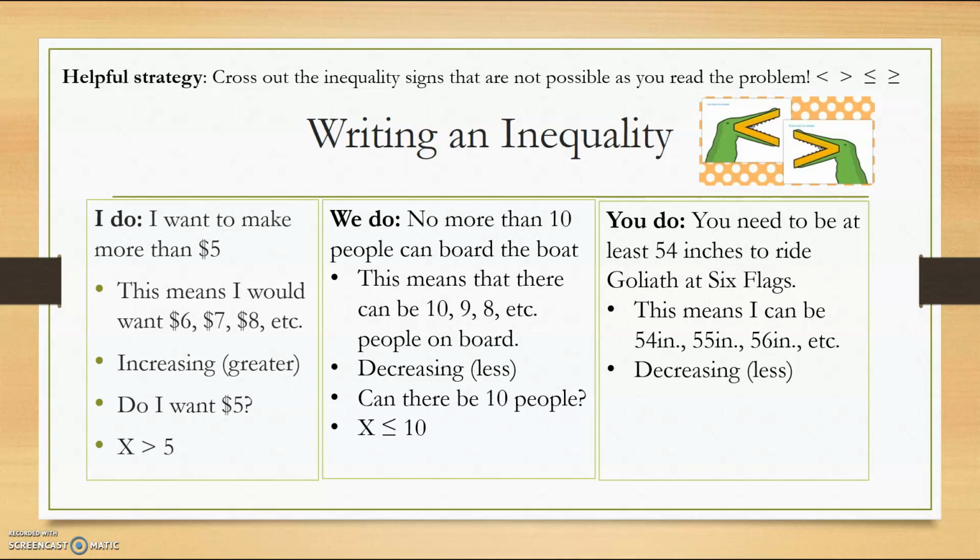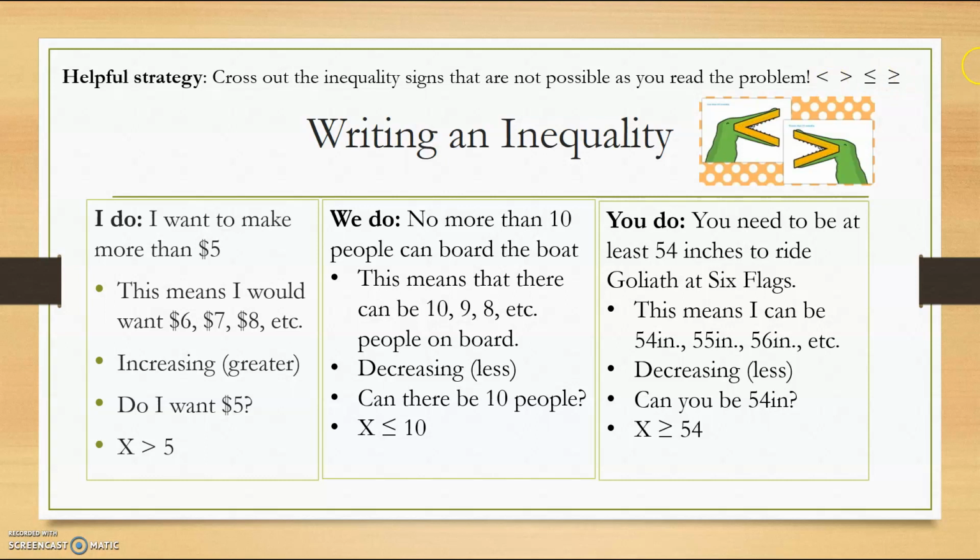I'm so sorry, that should say that is increasing. That actually should be greater than, okay? But could you be 54? Yeah, you need to be at least. You can be 54, but you got to be 54 or more. All right, so that inequality is actually x is greater than or equal to 54.